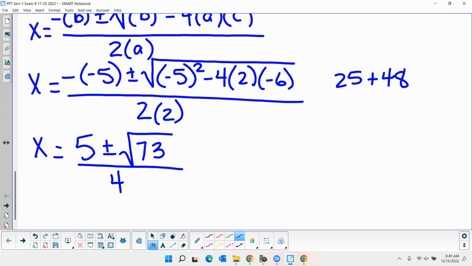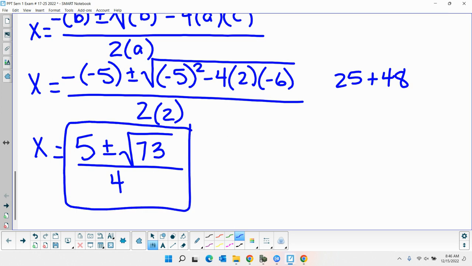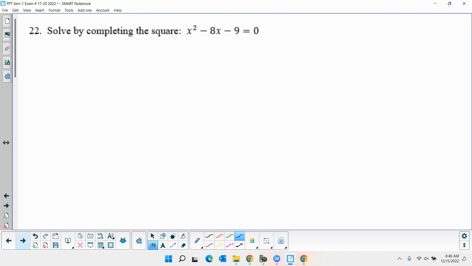Okay? But if tomorrow you can simplify that radical, make sure you do that to get full credit. Okay? Questions? All right. Complete the square. We're solving another quadratic, but we're completing the square.